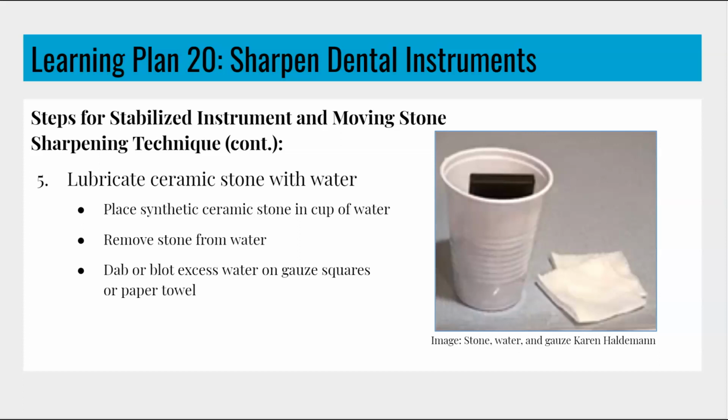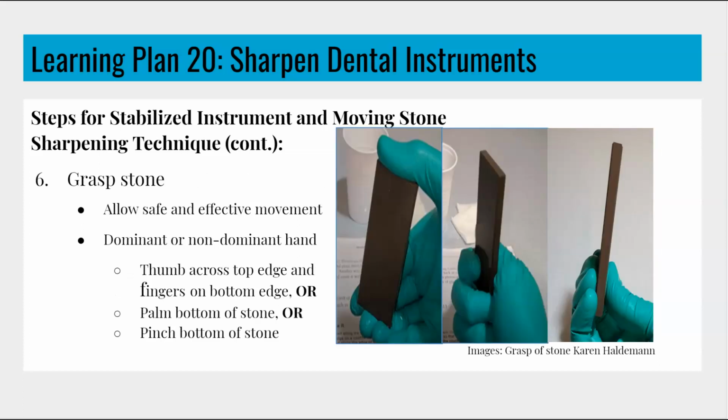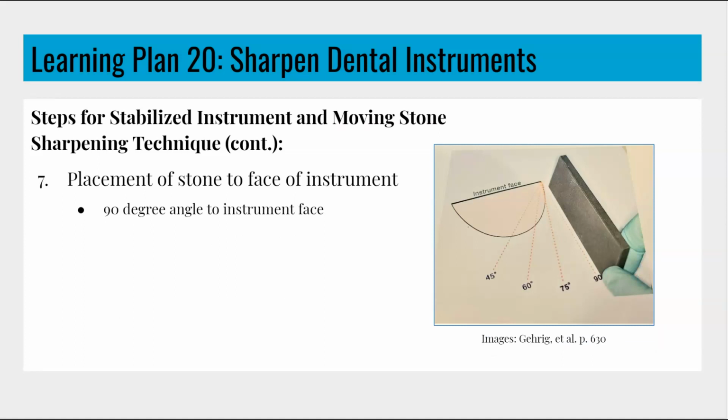Excess water is blotted on gauze squares or paper towel. For safe and effective movement, grasp the stone so that your fingers are not in the way of the instrument. Choose from 3 different grasps to decide what feels most comfortable for you. Place the stone at a 90-degree angle to the face of the instrument.